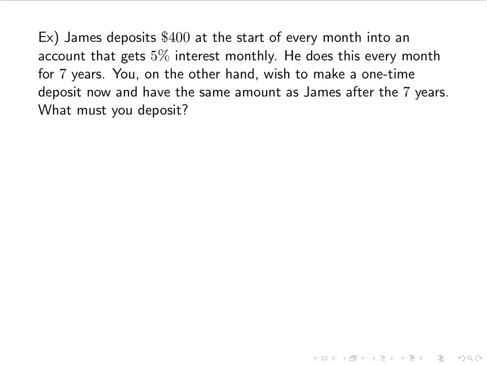Let's look at our last example. James deposits $400 at the start of every month into an account that gets 5% interest monthly. He does this every month for 7 years. You, on the other hand, wish to make a one-time deposit now and have the same amount as James after the 7 years. What must you deposit?